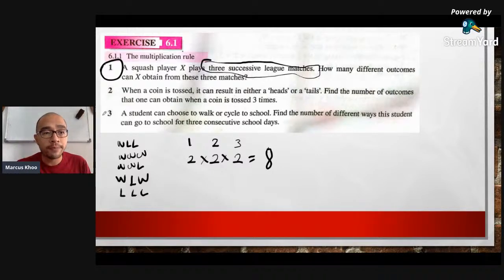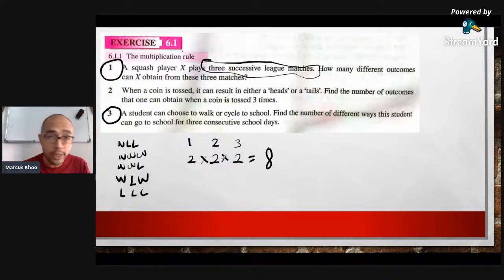Okay, third one. Number 3, a student can choose to walk or cycle to school. There are 2 possible ways that he can go to school. Find the number of different ways that this student can go to school for 3 consecutive school days. 3 hari berlainan. And we find that it's actually the same way. On the first day, he has 2 ways, either he walks or cycles to school. On the second day, he has 2 ways to go to school, walk or cycle. On the third day, he has 2 ways to go to school.